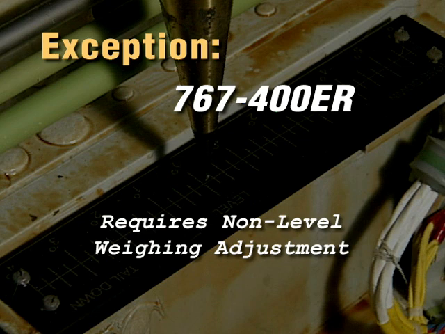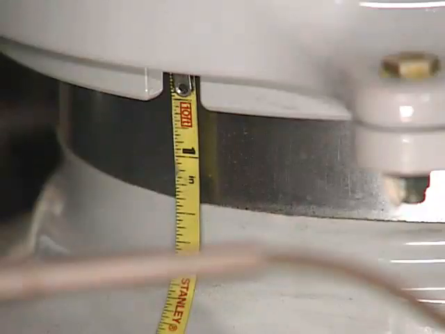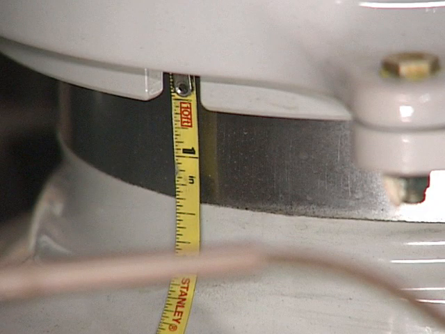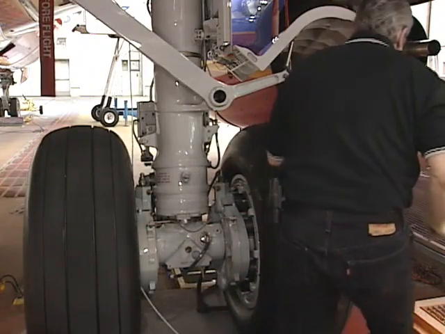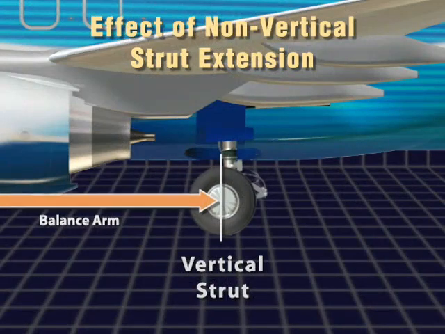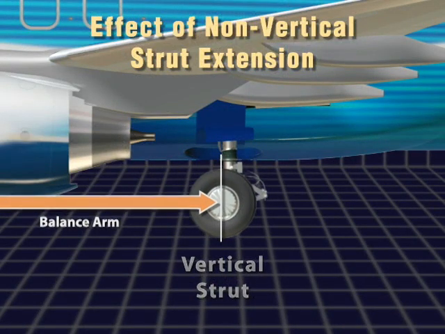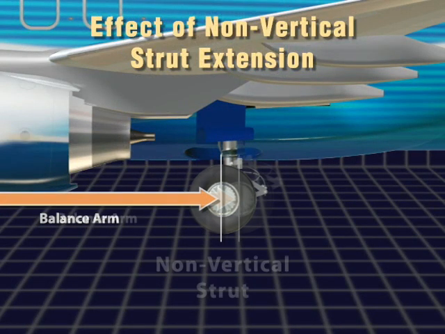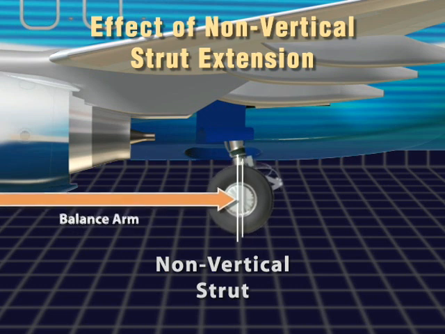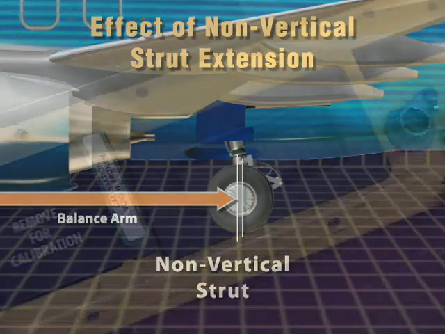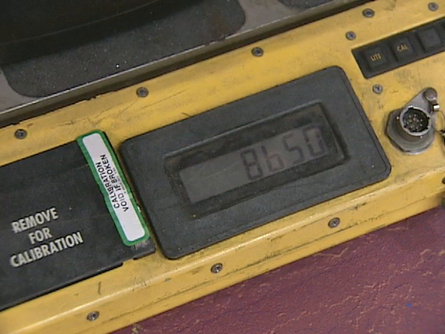Next, measure and record the oleo extensions for landing gear with non-vertical struts on this airplane. On the 737-700, that means the main gear. You only measure the extension of non-vertical struts because changes in the extension of non-vertical struts cause changes in the balance arms of the landing gear.